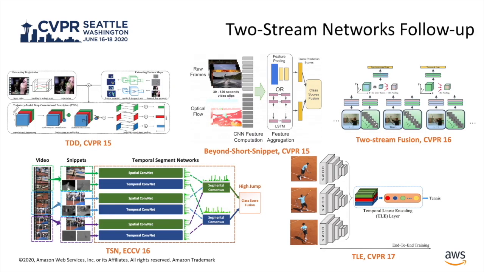Since two-stream networks manage to close the gap between deep learning approaches and traditional handcrafted features, many follow-up papers emerged and greatly advanced the development of video action recognition using deep learning. Here, I only talk about several of them.